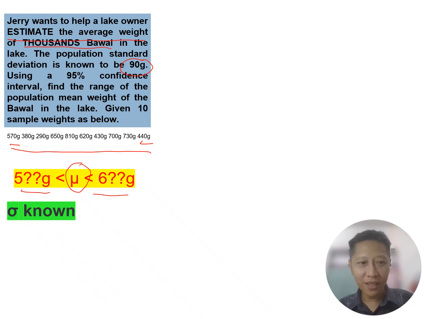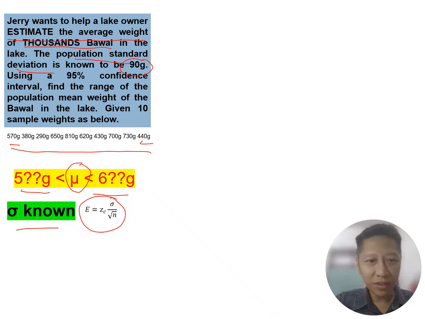For this case, because we have the population standard deviation given, the formula that we use to find the error margin is this formula. The error margin equals the Z critical times the population standard deviation divided by the square root of n.